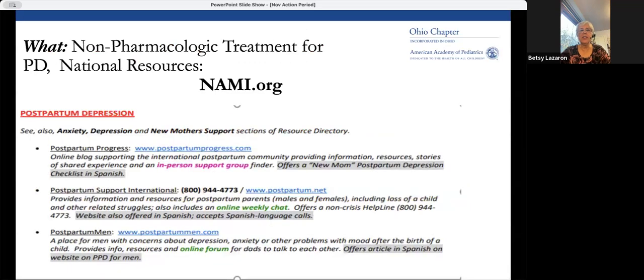And there are other resources also available through NAMI, which includes resources for postpartum depression support groups, as well as family support groups.